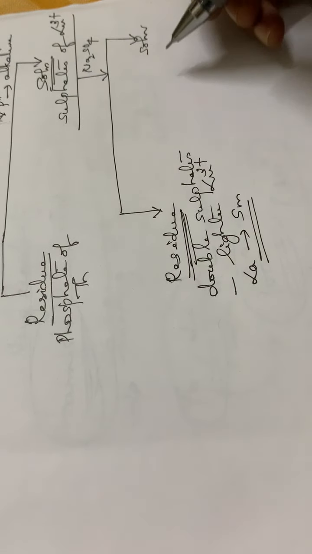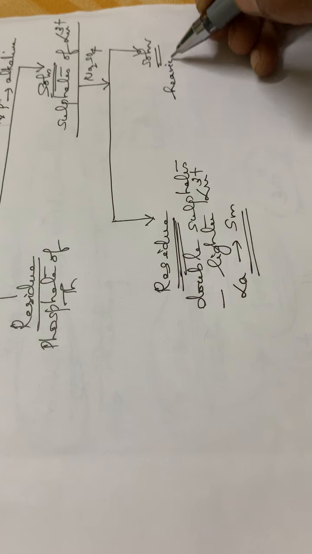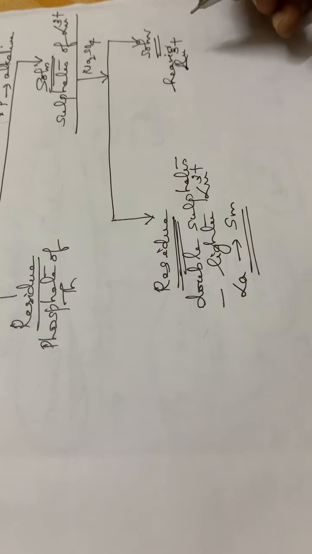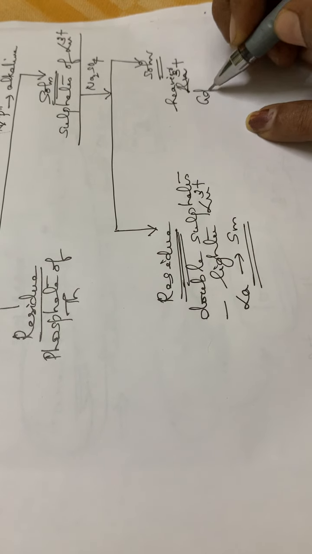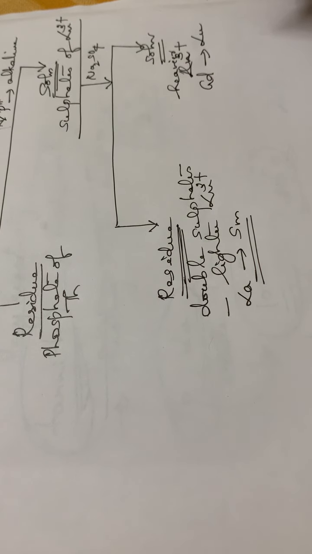Also, in the solution part we will have the heavier lanthanides. Heavier lanthanides will remain in solution as Ln3+, starting from gadolinium to lutetium. The remaining lanthanides will be there in the solution.